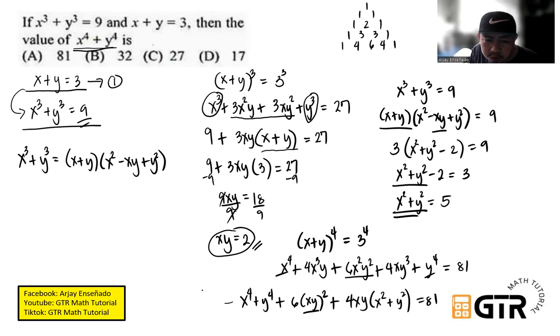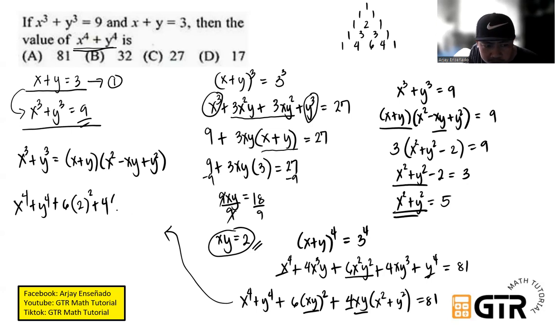Then substitute all the values. So we have x to the fourth plus y to the fourth plus 6. We have the value for xy, and that is 2, so we have 2 and then square that, plus 4xy. So we have plus 4, and the value of xy is 2. And then we have the value for x squared plus y squared, which is equal to 5. So multiply by 5 equals 81.